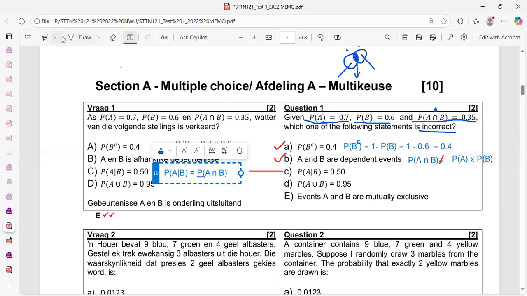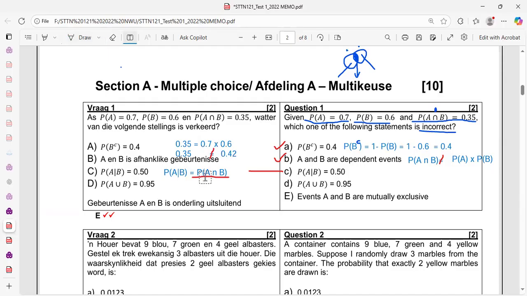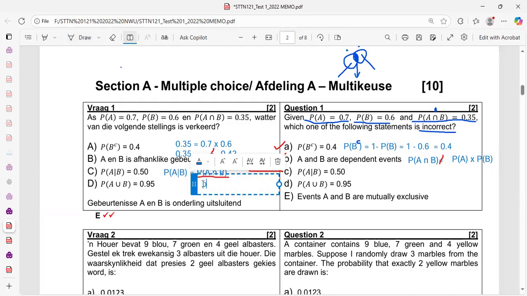Why are we dividing by the probability of B? Because the probability of B has already occurred. So we always divide by the probability of the event that has occurred, which is the probability of B in this case. So if, for example, it was the probability of B given A, we would divide by the probability of A, because it means the probability of B occurring given that A has occurred.